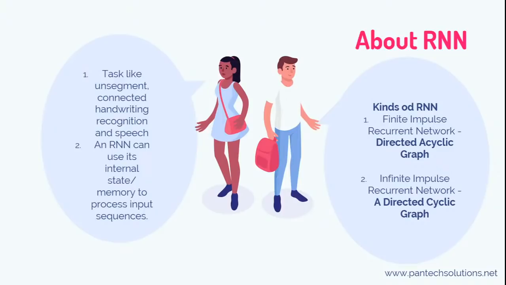RNN can use its internal state memory. This is one of the main advantages of RNN. RNN has separate internal memory, and using that internal memory it processes sequence type output. In RNN we also have two types, finite impulse recurrent networks and infinite impulse recurrent networks. We don't need to go in depth, we will just see the two types, that's enough.